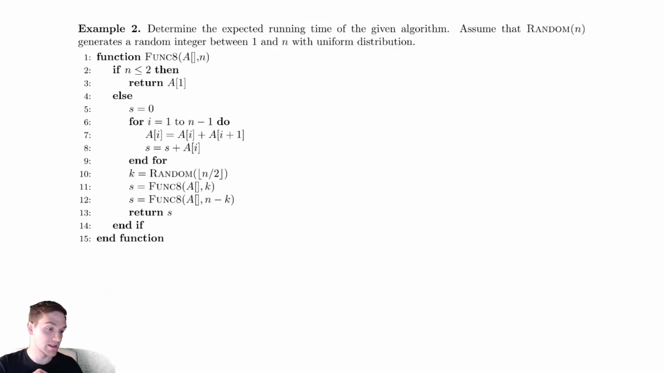All we've done this time is instead of picking a random number between 1 and n minus 1, we're going to pick from 1 to n over 2. And then we're making two recursive calls, both of which have k in there. So, just like we did before, let's begin with the worst case.